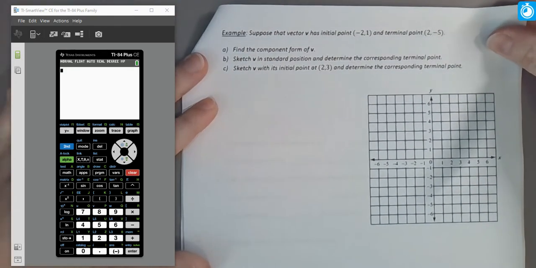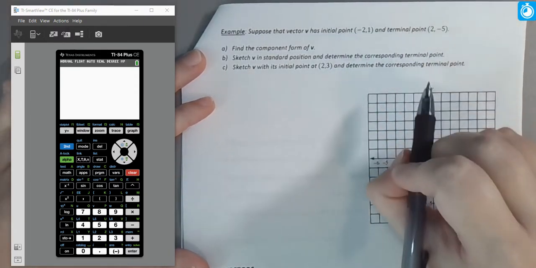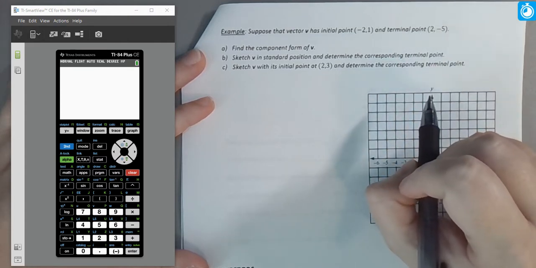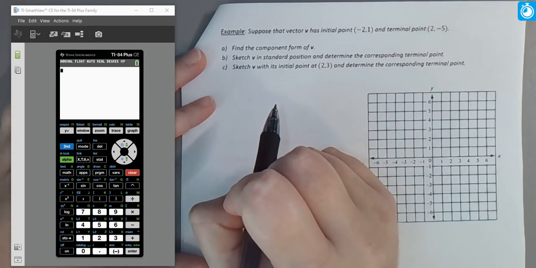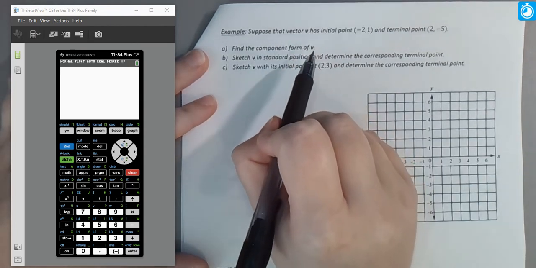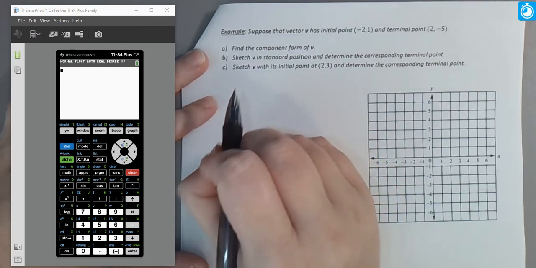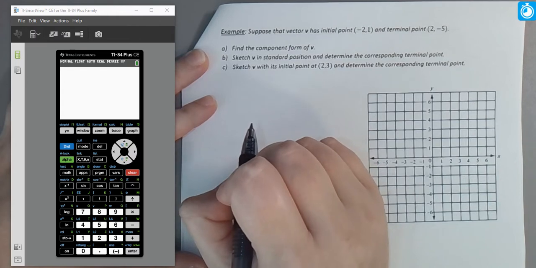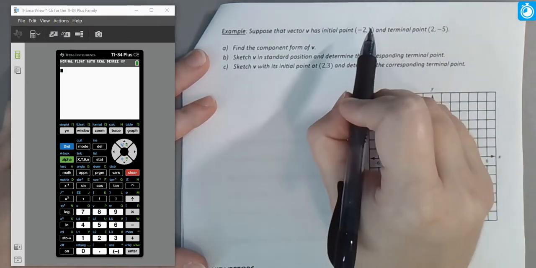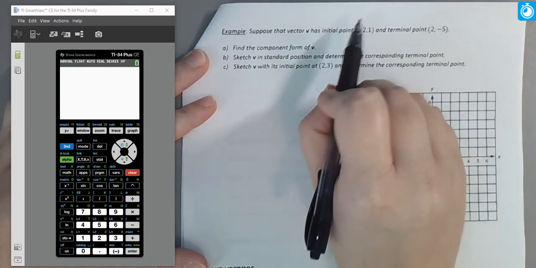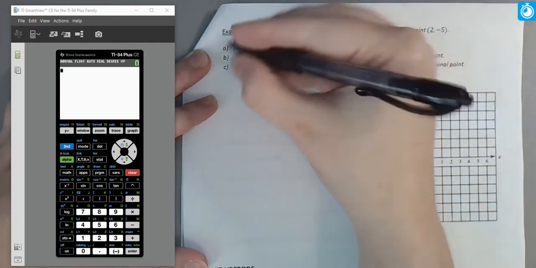Okay, so suppose our vector has an initial point at -2, 1 and a terminal point at 2, -5. So first thing we want to do is find the component form of this vector v. Now you'll notice here v is bold in type, but when we write v, because we can't really bold, we're going to have to put the arrow over it in order to indicate that we're talking about a quantity representing a vector. So we want to find the component form of the vector that would take us from this first point and travel to the second point.